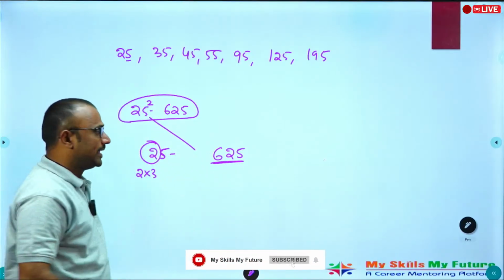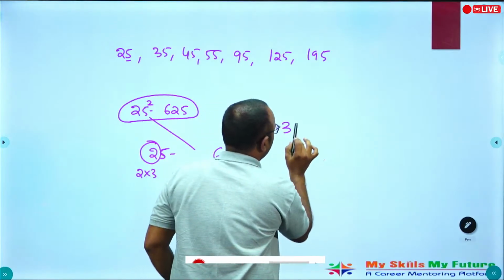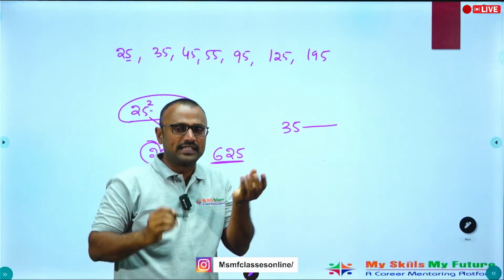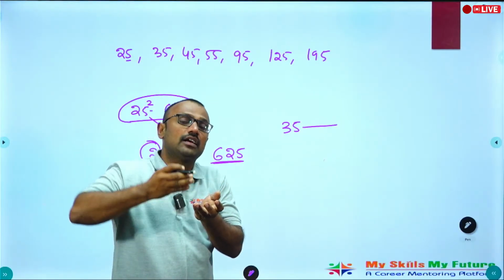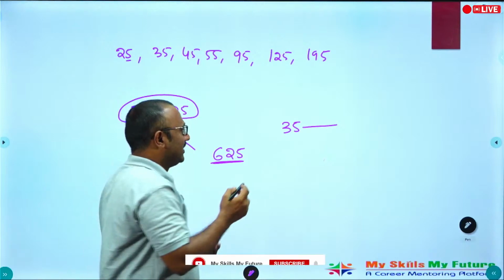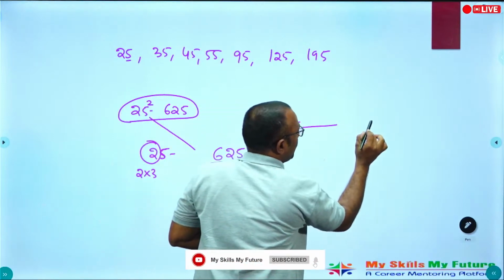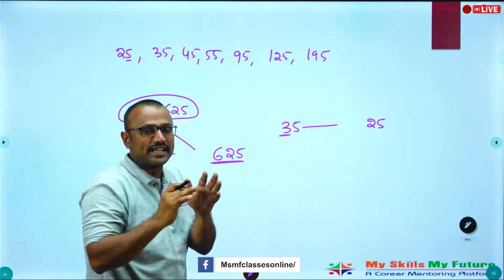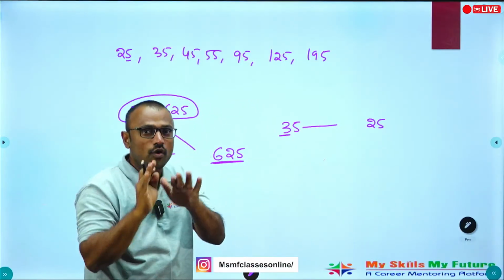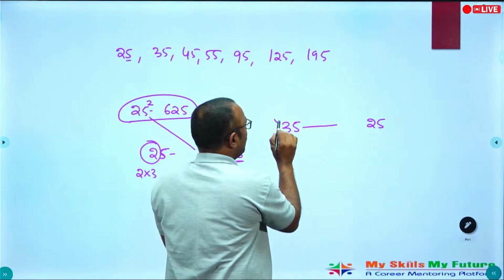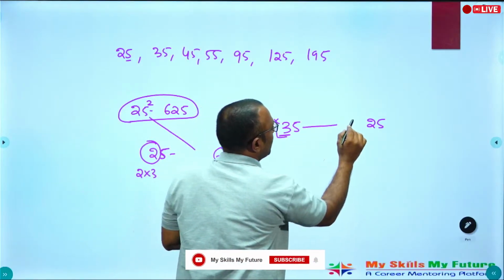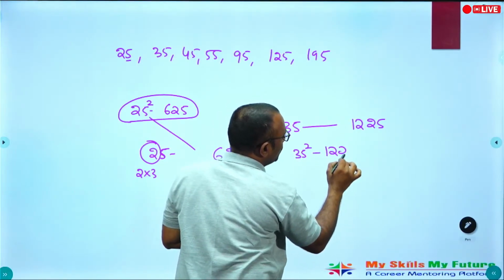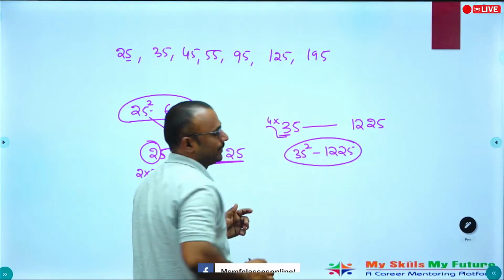Next we have the number 35. If the number ends with 5, it is very simple to find its square. Here we have 5, so 5 square is 25, and the remaining number is 3. What is the next number of 3? 4. 3 into 4 we get 12. So 35 square is 1225. Are you getting?